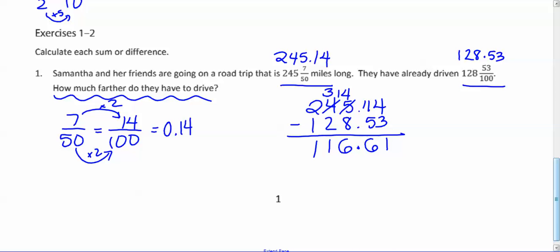So what label would I put on this answer? What are we talking about? Miles, very good. So, woo, 116 and 61 hundredths miles left to go. Let's go to the next page.